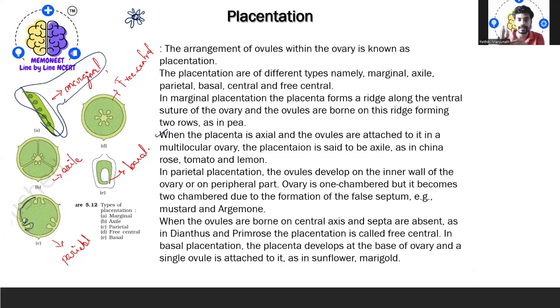argemone plants. And next, when the ovules are borne on the central axis, the septa are absent, as in dianthus or primrose. The placenta is called free central placentation. They are present in the center. In basal placentation, the placenta develops at the base of the ovary, and a single ovule is attached to it, as we will see mostly in sunflower and marigold flowers. So this is all about the placenta.